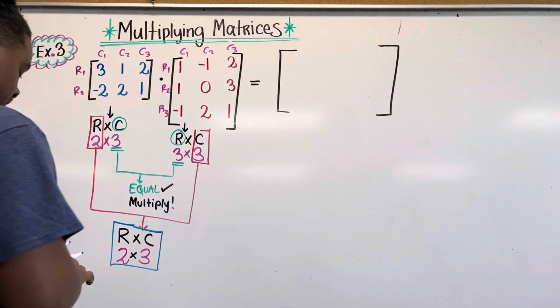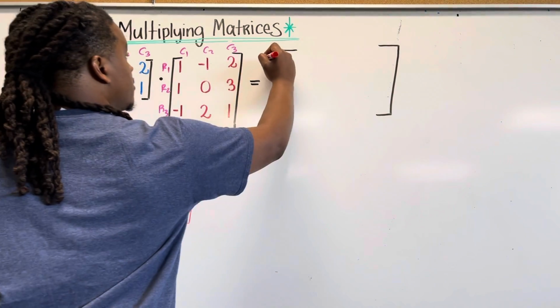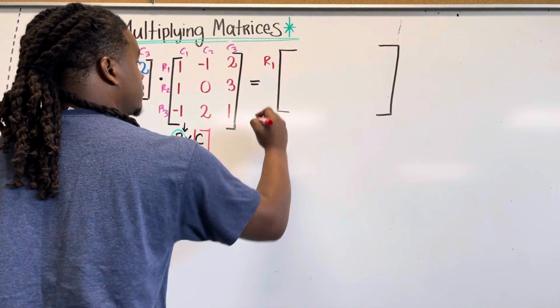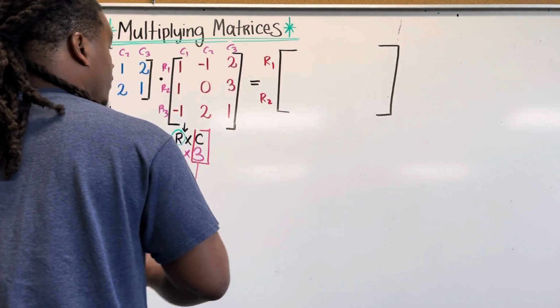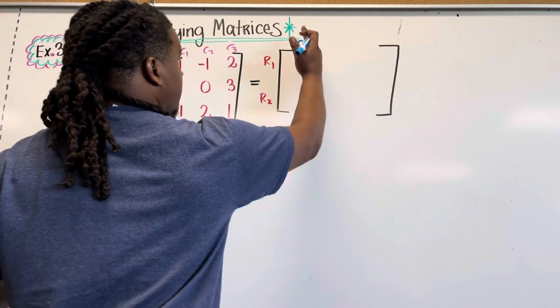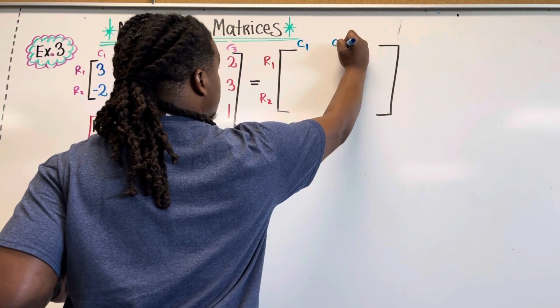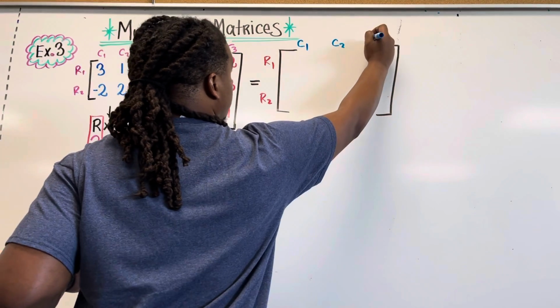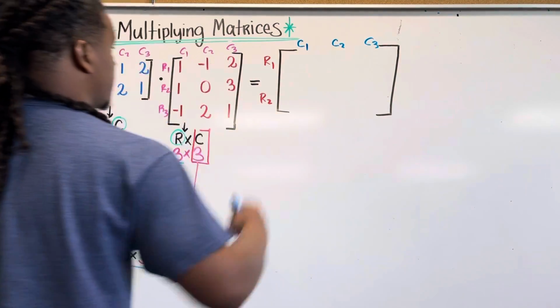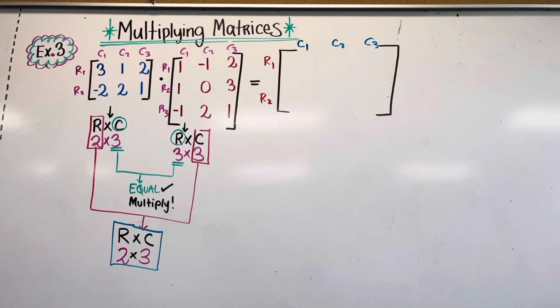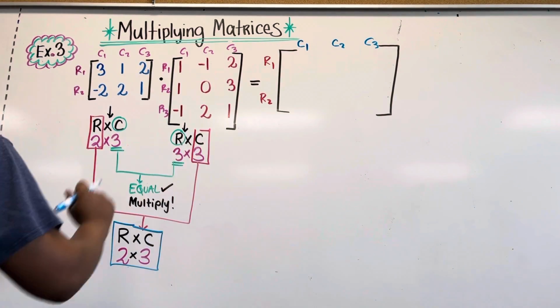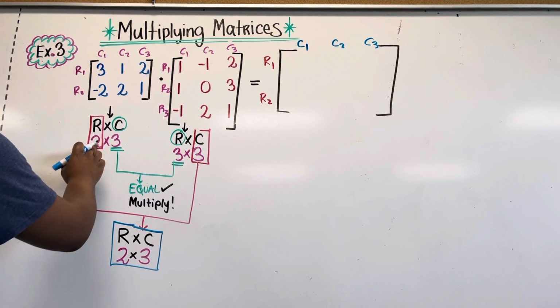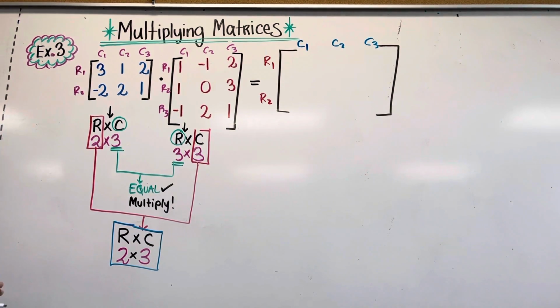The easy way to do that is to put R1, meaning row 1, R2, meaning row 2, column 1, meaning the first column, column 2, meaning the second column, and then column 3, meaning the third column. Here's how we're going to do it: we're going to multiply the rows of the first matrix by the columns of the second matrix.